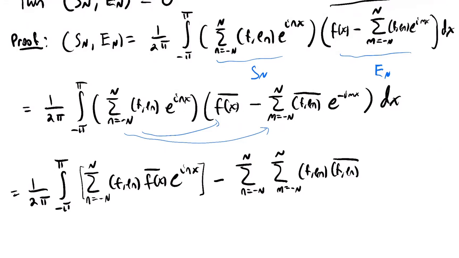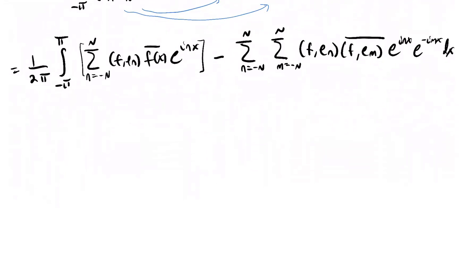And then I have the exponential terms, the e to the inx term. Sorry, I'm mixing up the order of these things. From the partial sum on the left, I have my Fourier coefficient f comma en, and I'm multiplying that by the conjugate of f comma em. And then I have e to the inx times e to the minus imx dx. Those are my main terms. What I'll do now is split these up a little further, and we're going to see that everything cancels out. So let me break it up into two integrals corresponding to each piece.